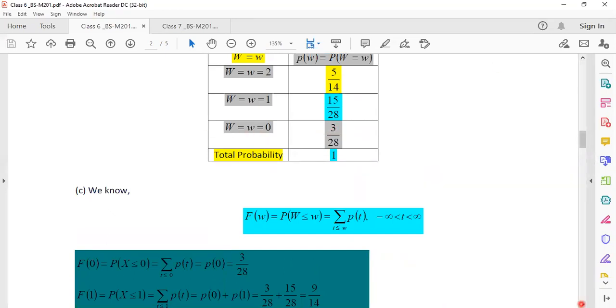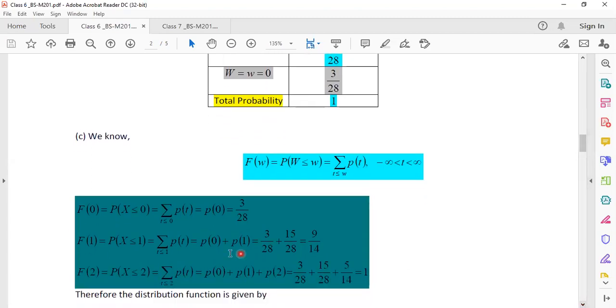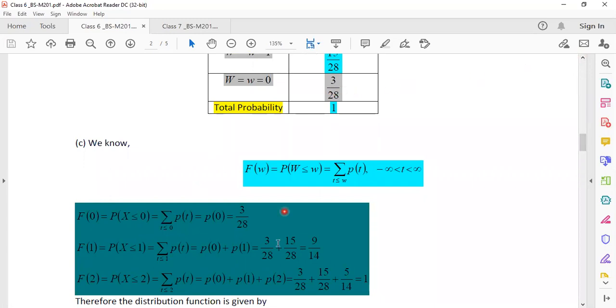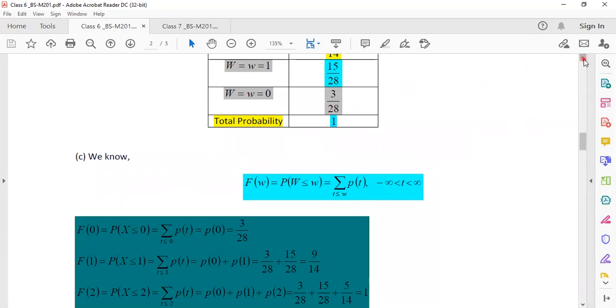Okay. Next comes capital F of 1. So again, we can write it as the probability of X less than or equal to 1. Now, t can take values less than or equal to 1. But t is a real number and discrete, so only two possible values are t equal to 0 and t equal to 1. So I'm writing here p0 plus p1. Now p0 from the chart is 3 by 28, and p1 on the chart is 15 by 28. If you add these figures, you will get 9 by 14.